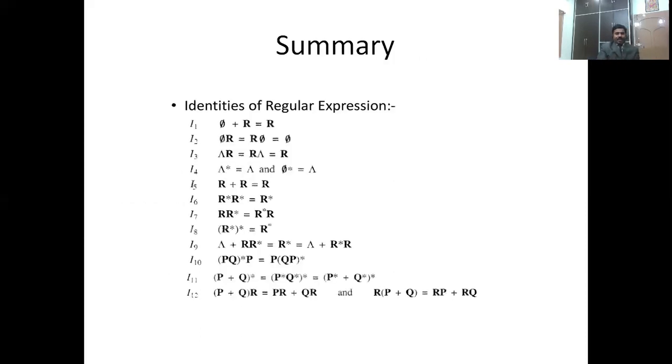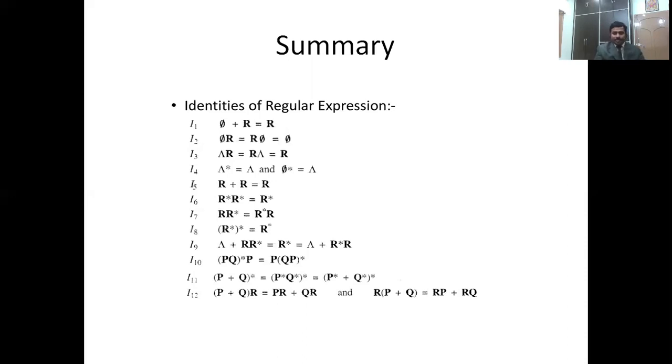To summarize the identities of regular expressions: phi plus R is R. Union of the empty set with a regular expression gives the regular expression. Phi into R is phi. Epsilon into R is R, because epsilon is an empty string. Epsilon star is epsilon, because whenever star is there, you'll get an epsilon. You add two identical regular expressions, you get the same regular expression. That's what the important rule says. The important rule says R star R star is R star.